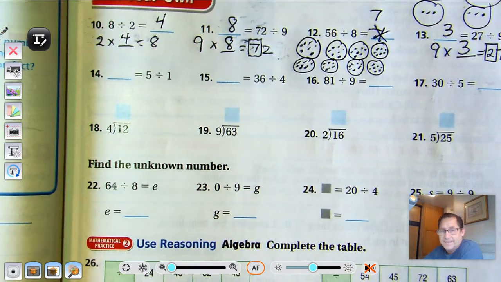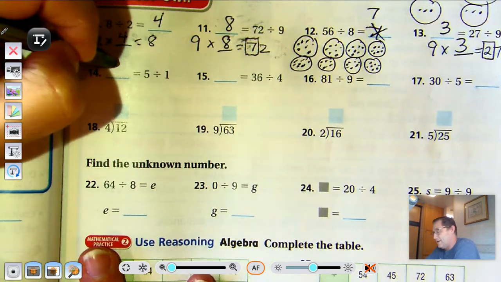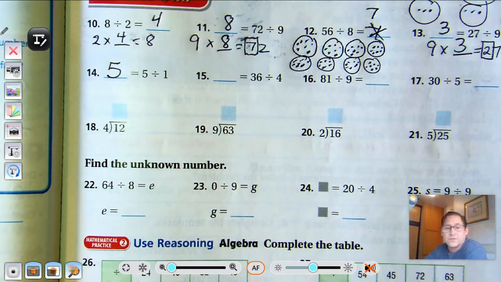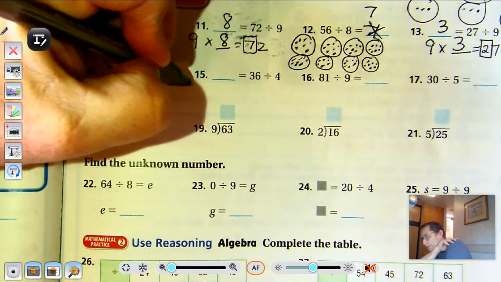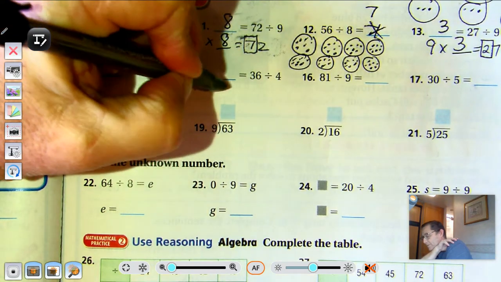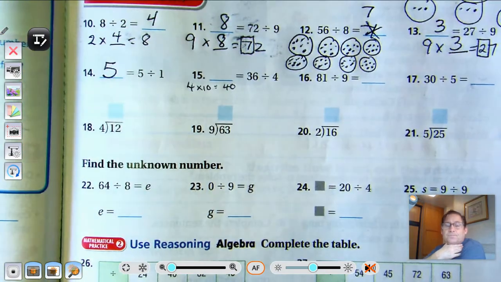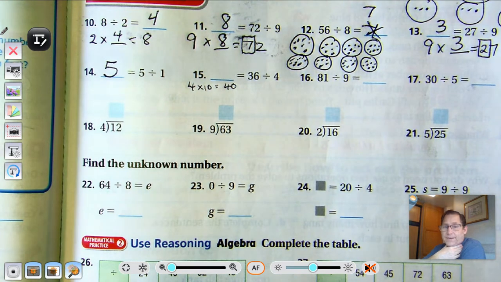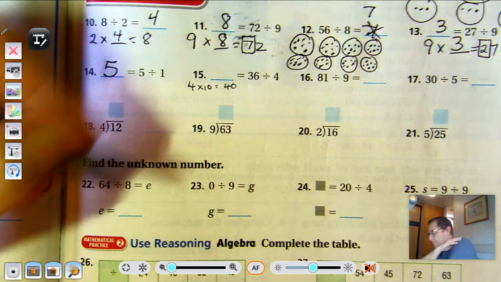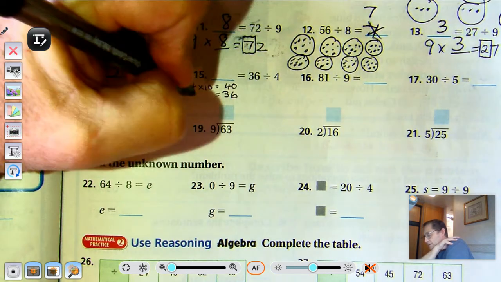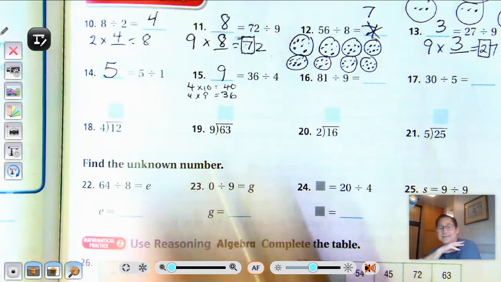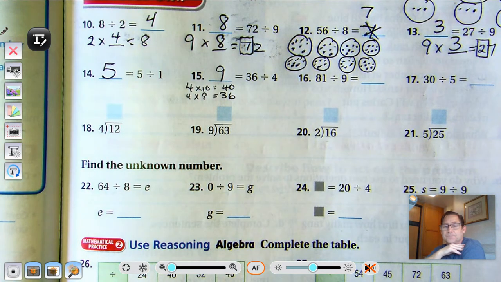5 divided by 1. Any number divided by 1 is that number. 36 divided by 4. 4 times what is 36? Well, I know 4 times 10 is 40. And so that's too many 4s, right? If I take away 4 from 40, that would be 36. So 4 times 9. Okay.